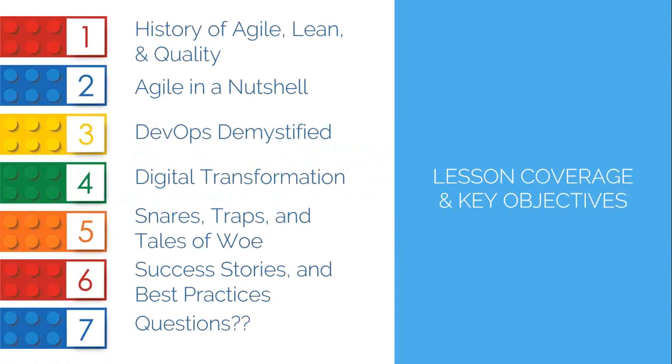So history of Agile, lean, and quality on one side, Agile in a nutshell, DevOps really demystified, some digital transformation to tie that all together. Snares, traps, and tales of woe around opportunities that I've seen over the last, really, with Agile, I mean, technically you could have been doing Agile 20 years ago, although it would have changed quite a bit over time. And no surprise in DevOps, at least from the time of the hashtag, you'd be about 10 years out, but you could have been doing DevOps quite a long time ago, or some DevOps practices.